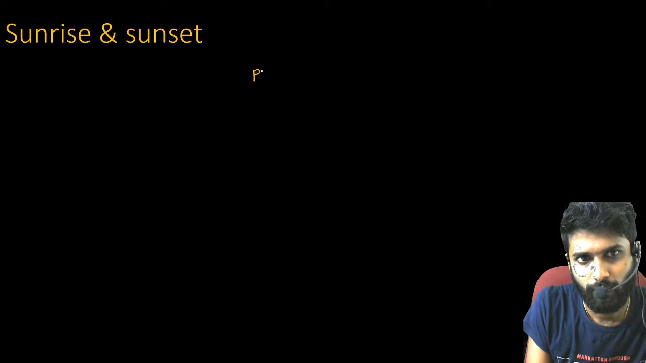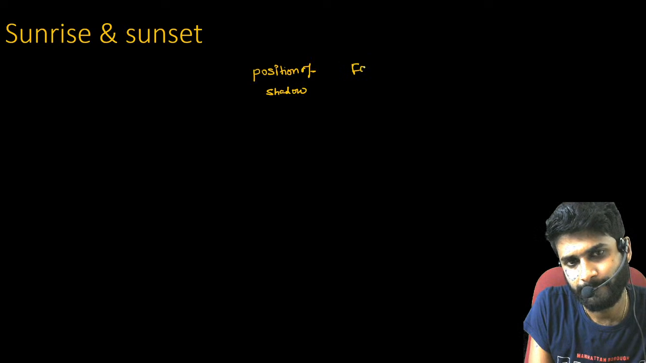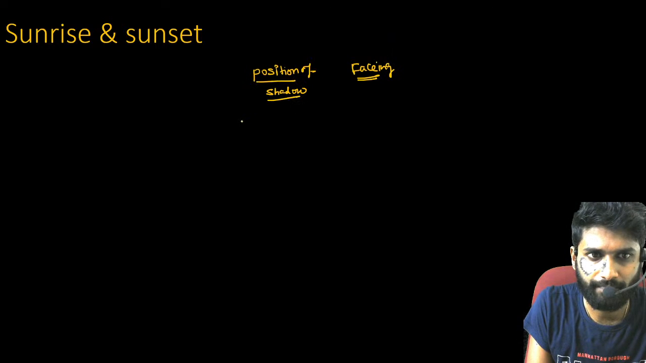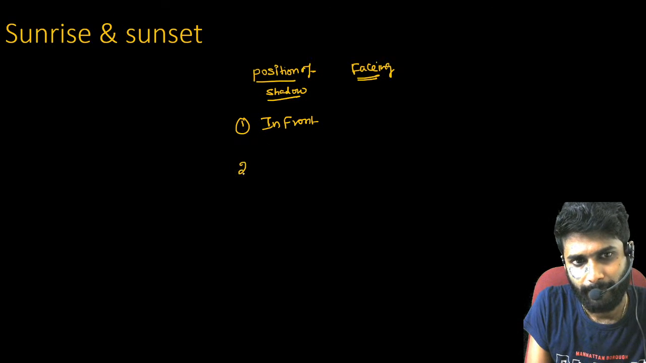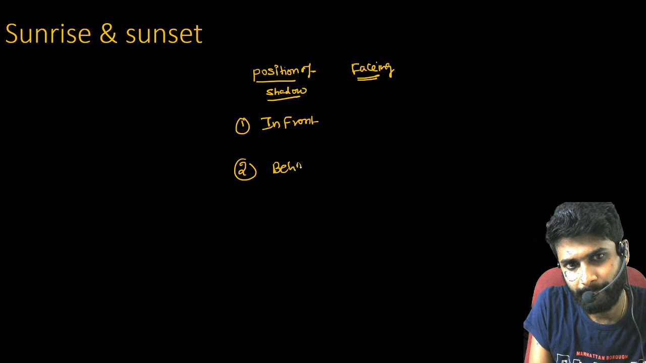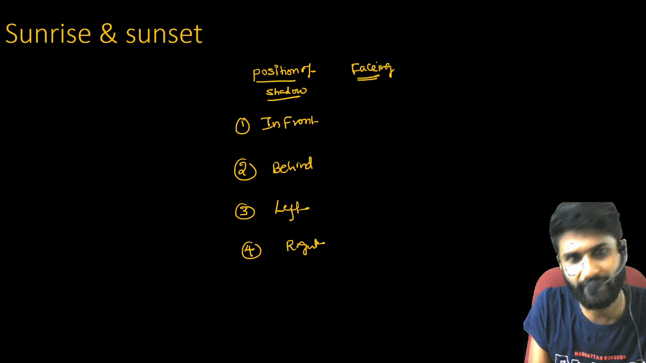Now guys, move on to the sunrise and sunset questions. There is one question: position of shadow, facing. Now see, what are the positions of the shadow? There are chances of in front, behind, left side, right side. So these are the questions you can expect. Clear?